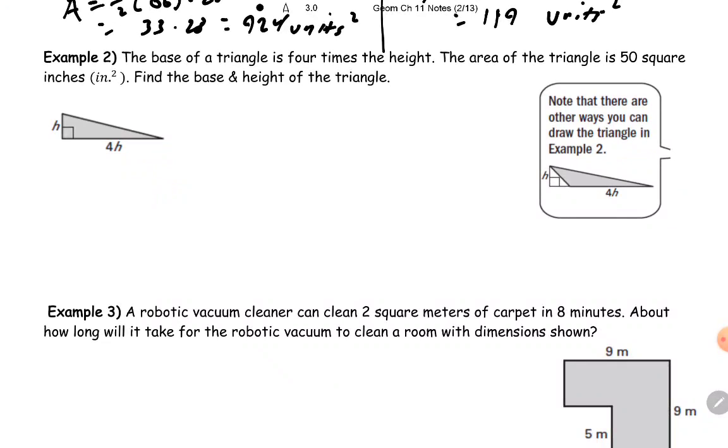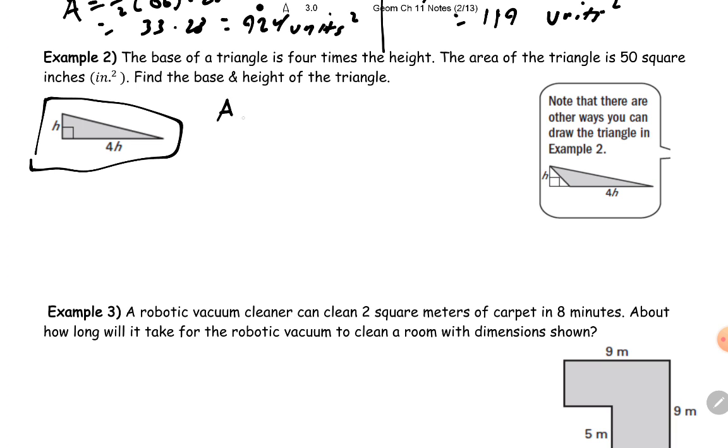Example 2, the base of a triangle is 4 times the height. The area of the triangle is 50 square inches. Find the base and height of the triangle. So here we go. If we look at our left here, it says the base of the triangle is 4 times the height. Okay, so if we have a height of the triangle, then the base will be 4 times. So that's what this picture is all about.